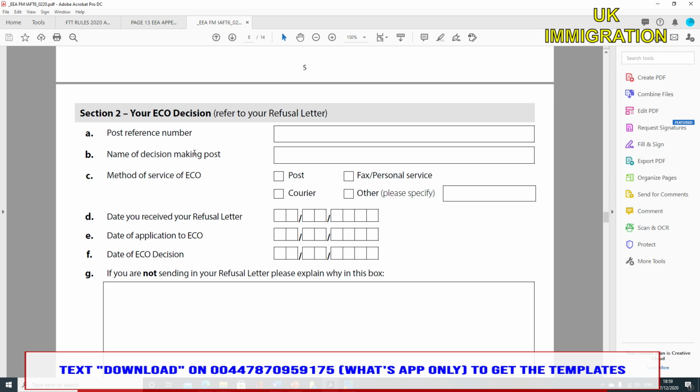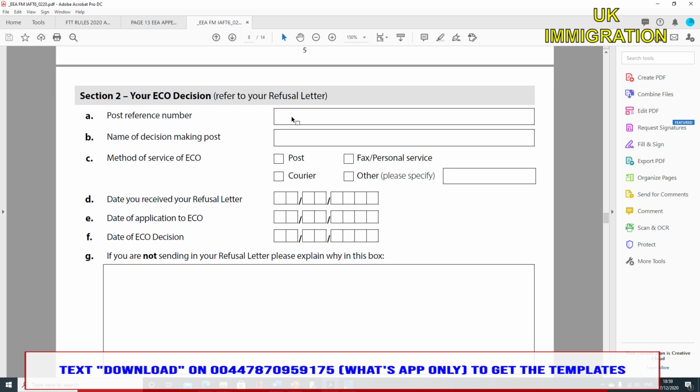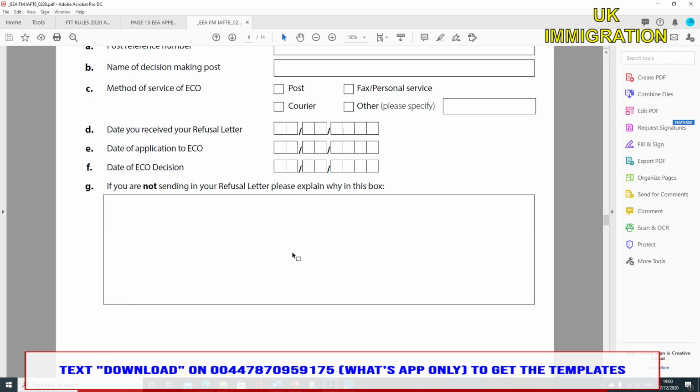On the next page, number 4, on page number 6, here you will give your post reference number. You will find it on your refusal letter, and the name of the decision making post, method of service of ECO. ECO means entry clearance officer, whoever is deciding your appeal. You are going to mention which date you received your refusal letter. In the second box, date of application to the entry clearance officer. In the third section, date of entry clearance officer decision. So you have to mention all the details in here.